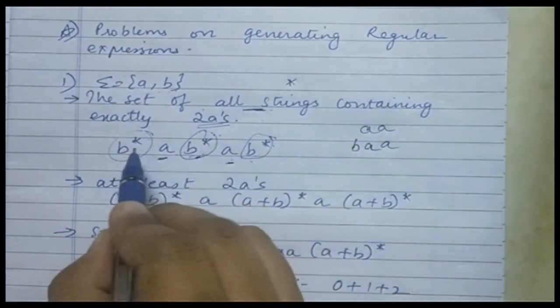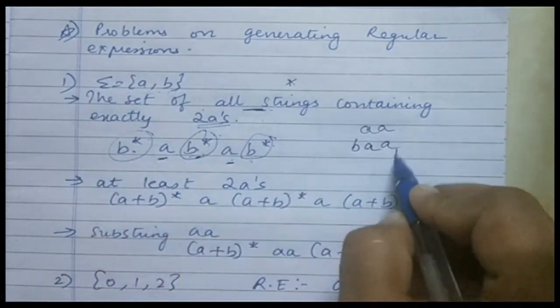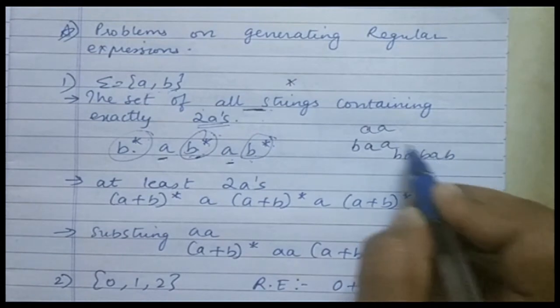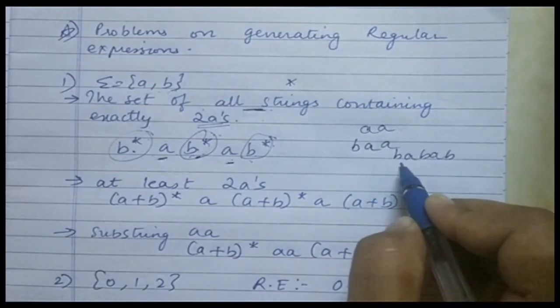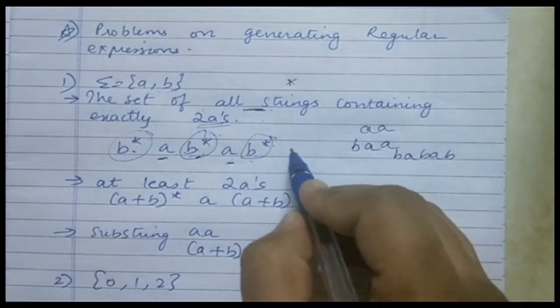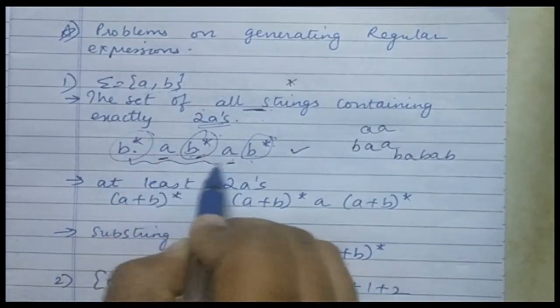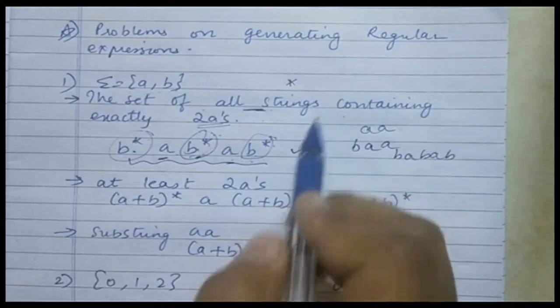Say for example I consider 1 1 b, so it would be b a b a b. You can try this out, and you are going to get exactly 2 a's. That is what we require. So this is a regular expression for our given question.